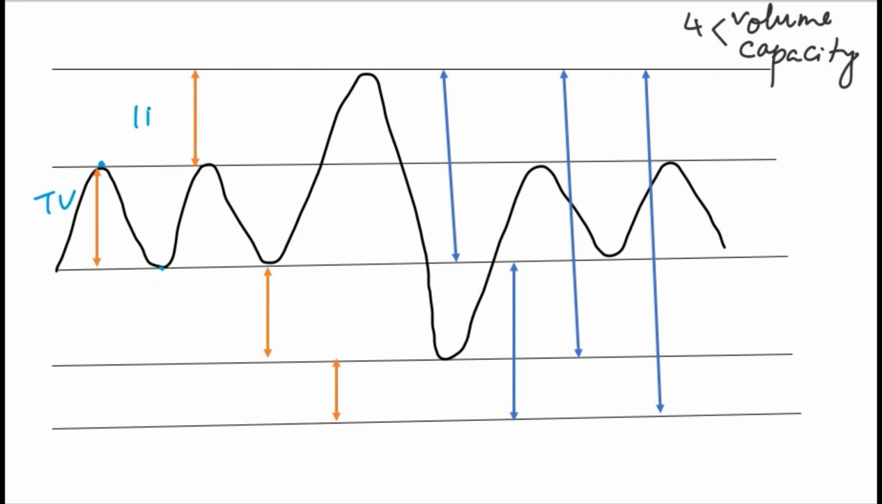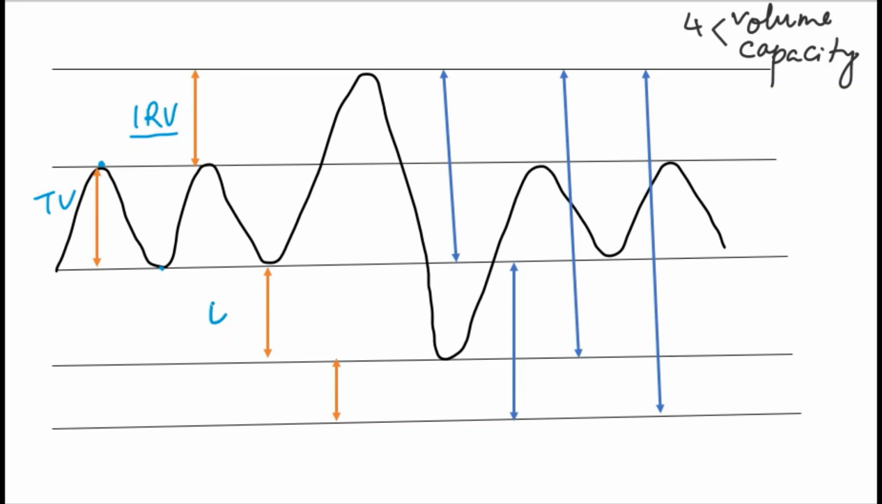Next is IRV or inspiratory reserve volume. IRV is the maximum volume of gas inspired from end inspiration. As I told you, this is end inspiration. So any volume of gas you try to inspire up and beyond your normal inspiration is inspiratory reserve volume.